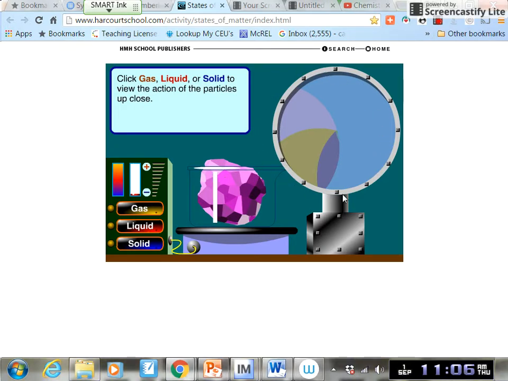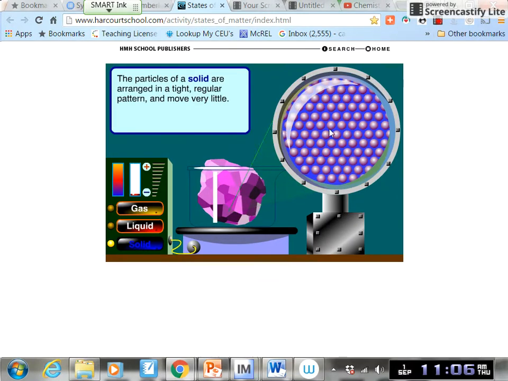Here, this is supposed to be like a magnifier where you can see it on the particle level. So let's take a look at the solid molecules and how they behave at room temperature. Notice, as we talked about, solids are arranged in a tight, regular pattern, and notice there is some movement here. They're vibrating in fixed positions. This is the characteristic of a solid. This is how you should picture the particles of a solid.